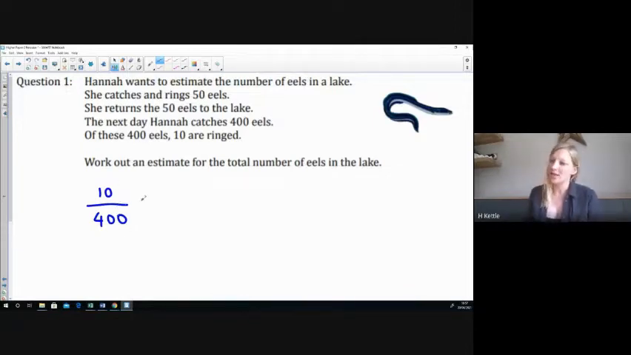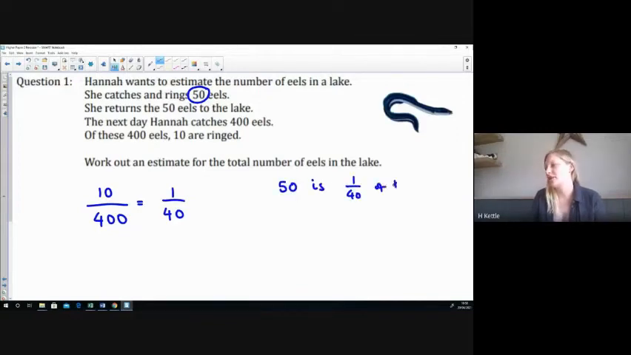So 10 out of 400 is the same as 1 out of 40. I've just divided the top by 10 and divided the bottom by 10. So what we're saying is she managed to ring 1 out of 40 of the eels, but she did 50. So if 50 is a 40th of how many eels there are, 50 is a 40th of the eel population. We don't know that for sure, but it's a pretty good indication.